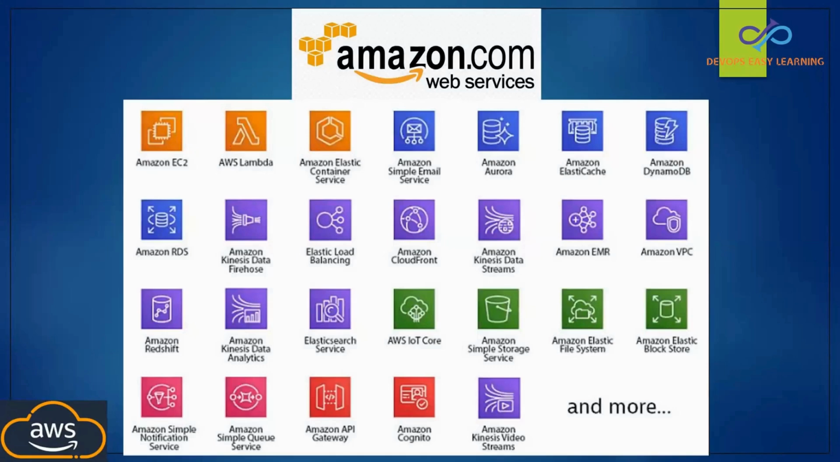Amazon Web Services, or AWS, is a comprehensive and broadly adopted cloud platform offering over 200 featured services from data centers located globally. As you can see on your screen, these are just a few of the common AWS services that are used today: Amazon EC2, AWS Lambda, Amazon Elastic Container Service, Amazon Simple Email Service, Amazon Aurora, Elasticsearch, Amazon DynamoDB, Amazon VPC, just to mention a few.